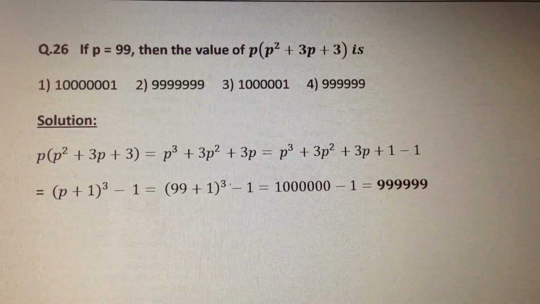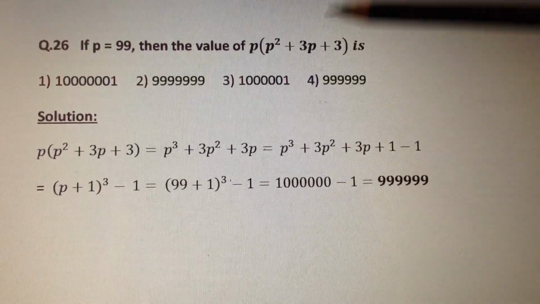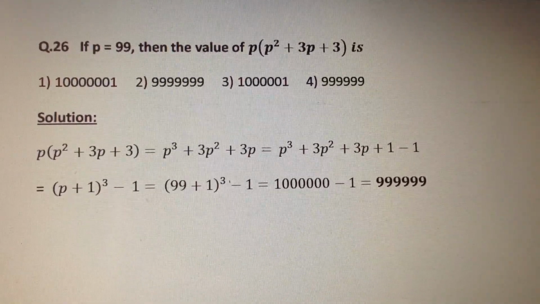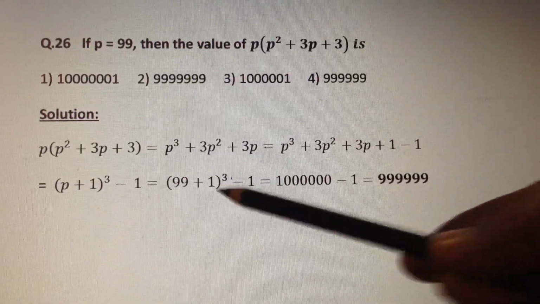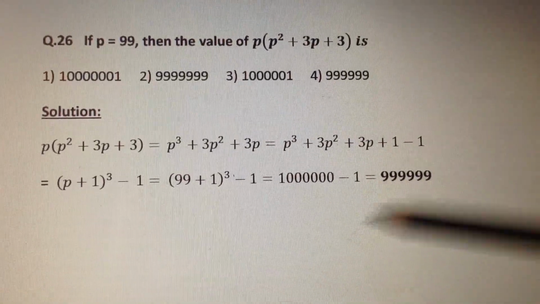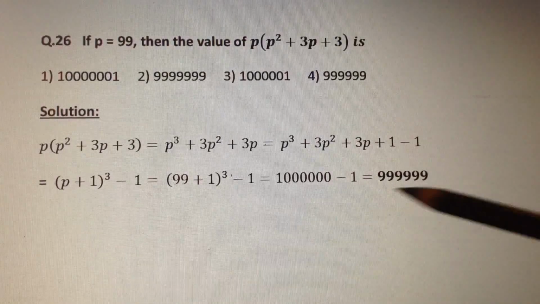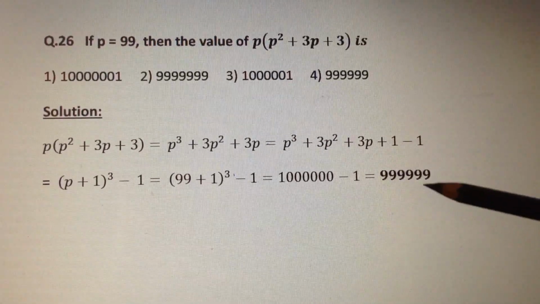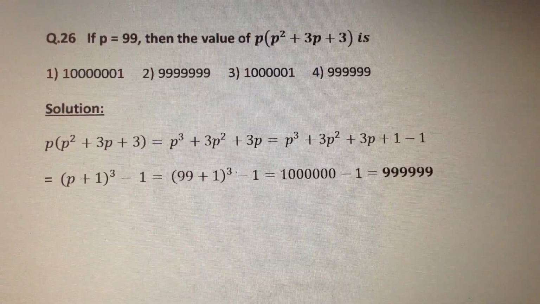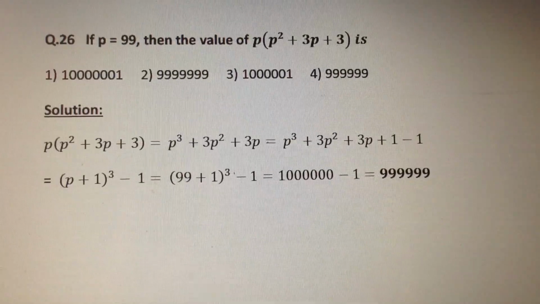We know the value of p is 99. So the equation is 99 plus 1 whole cube minus 1, which is equal to 10 lakhs minus 1, which is equal to 9,99,999. So our answer is option number 4.